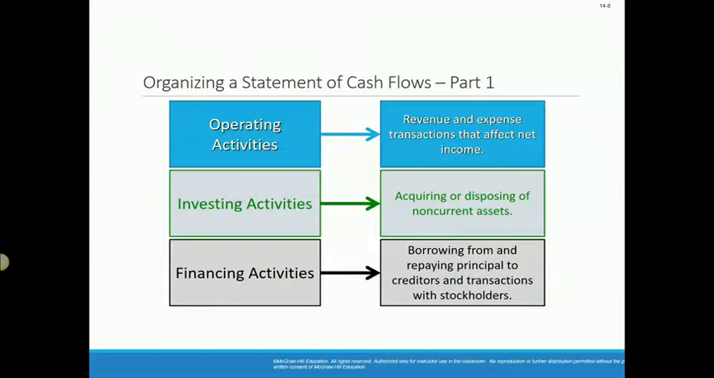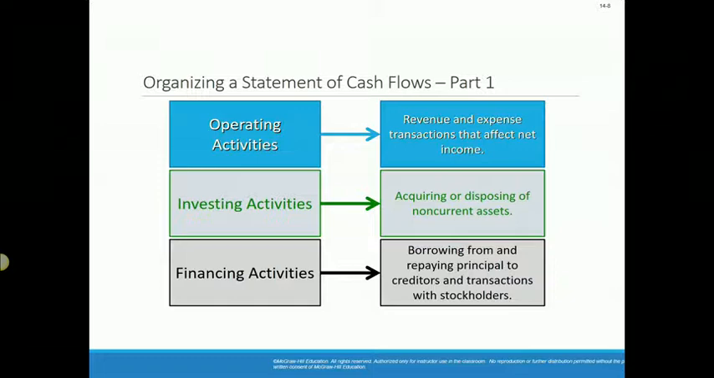Then we look at financing activities. As you can see from the slide, borrowing from and repaying principal to creditors, and transactions with stockholders. So debt, bonds payable, mortgages and loans, as well as equity transactions, sale or repurchase of stock, treasury stock, or just selling stock in the marketplace. So those are the three categories, and the changes are going to be balance sheet changes for our indirect statement.